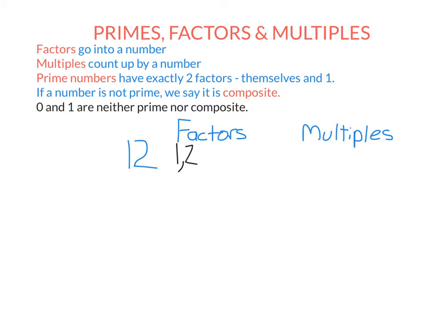2 is a factor of 12 because it goes into 12. 3 and 4 both go into 12. If you divide 12 by 3, you get 4. If you divide 12 by 4, you get 3. So they go in evenly into 12.